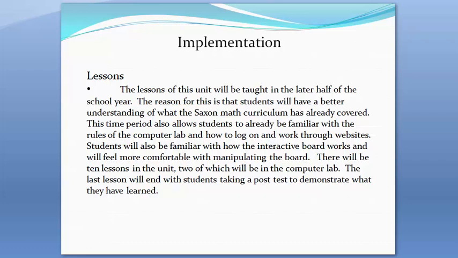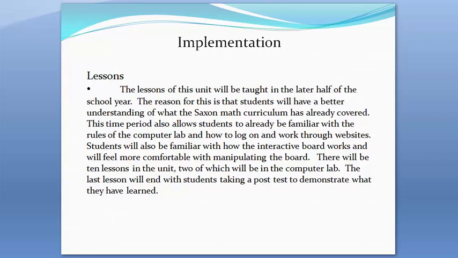Implementation. The lessons of this unit will be taught in the latter half of the school year. The reason for this is that students will have a better understanding of what the Saxon math curriculum has already covered, and this time period allows students to already be familiar with the rules of the computer lab and how to log on and work through websites. Students will also be familiar with how the interactive board works and will feel more comfortable manipulating the board.